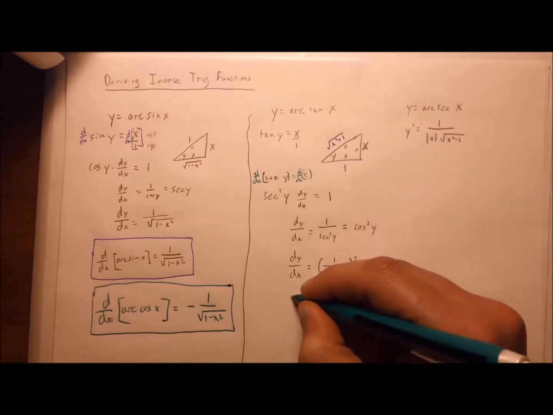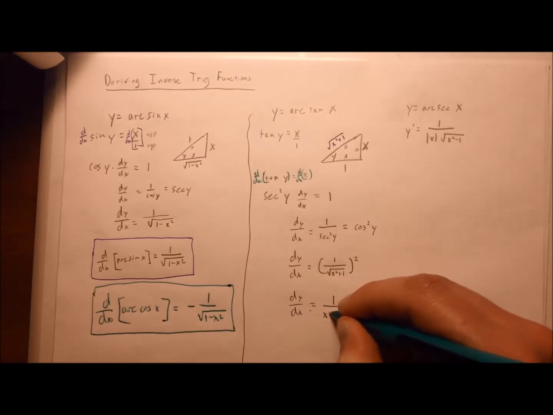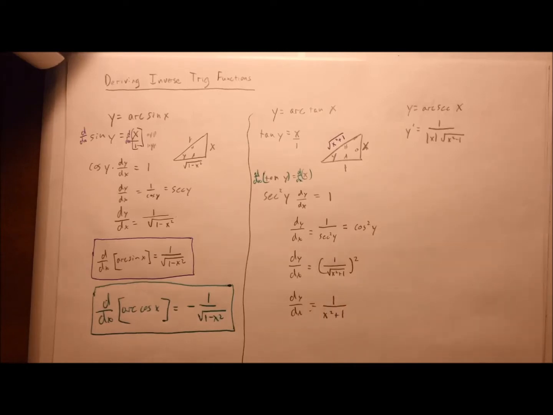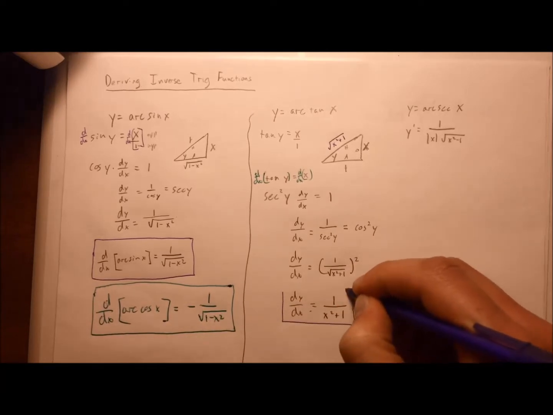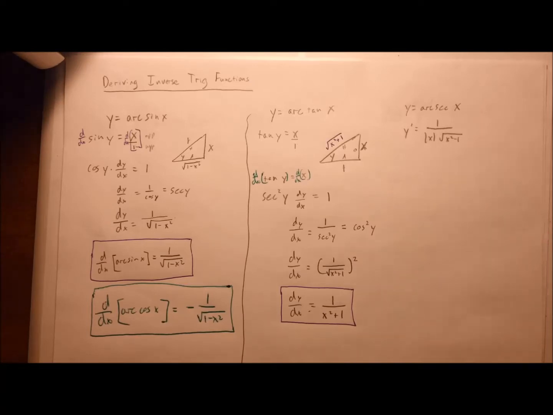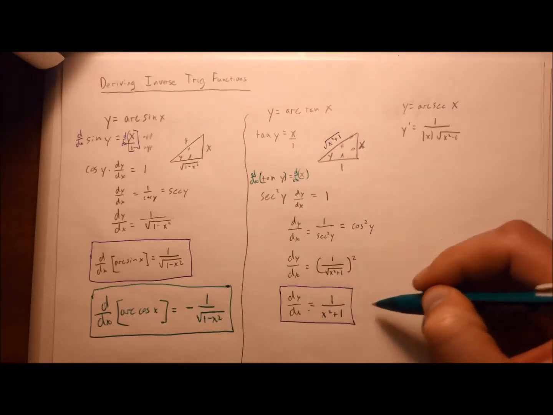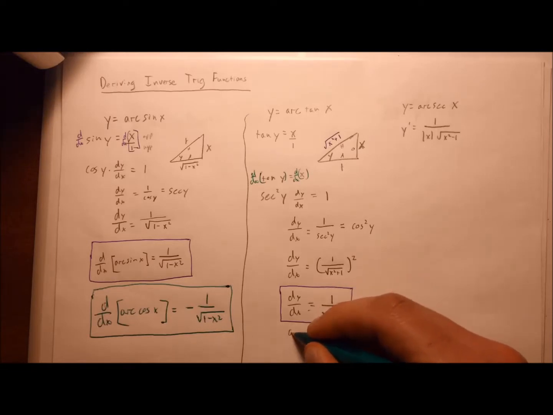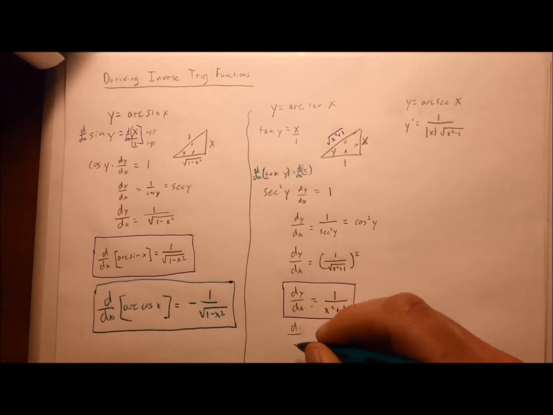But it's cosine squared, so that means dy over dx for this is going to be 1 over x squared plus 1. There you go. The derivative of the arctangent of x is 1 over x squared plus 1. Writing it slightly differently for you, just so we have some consistency.